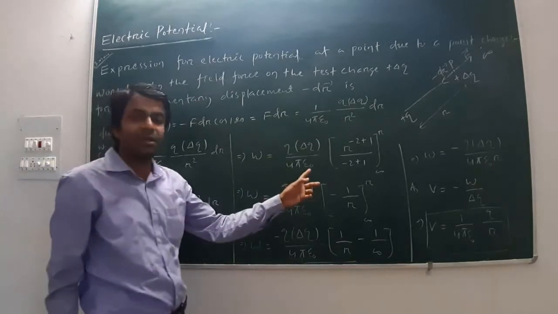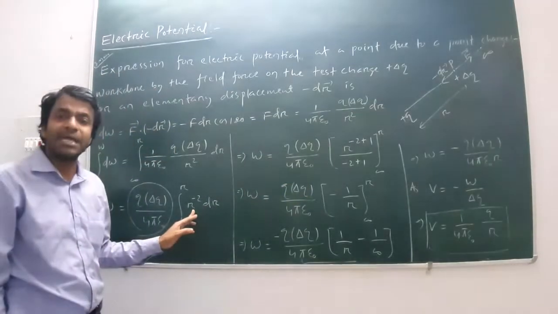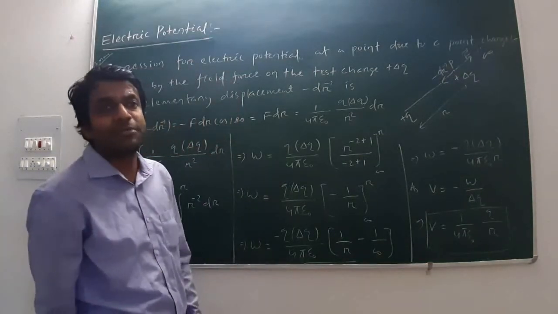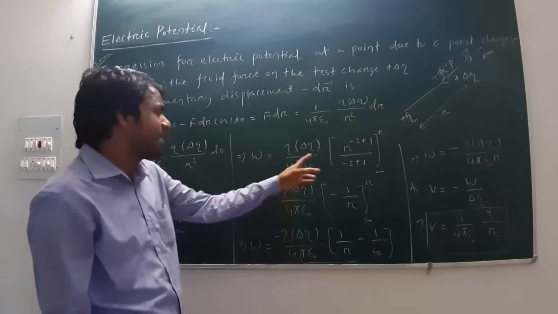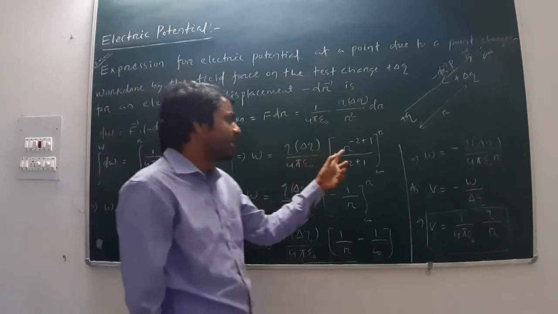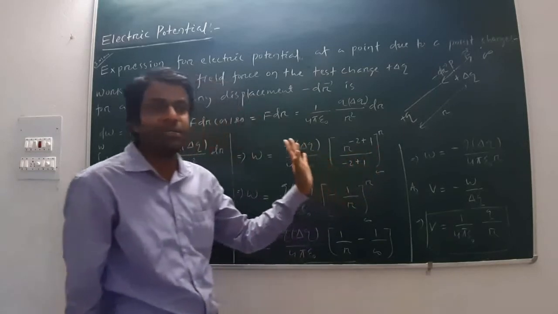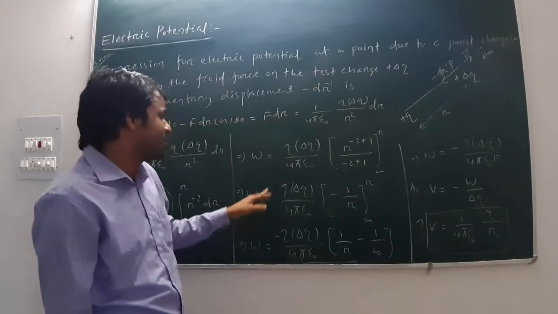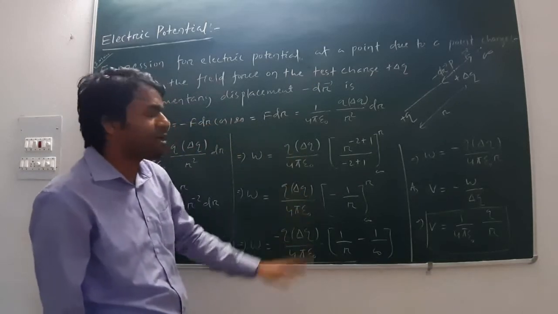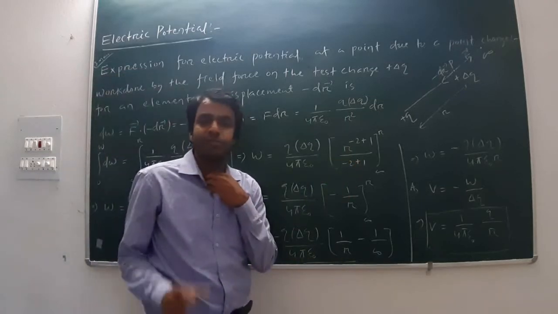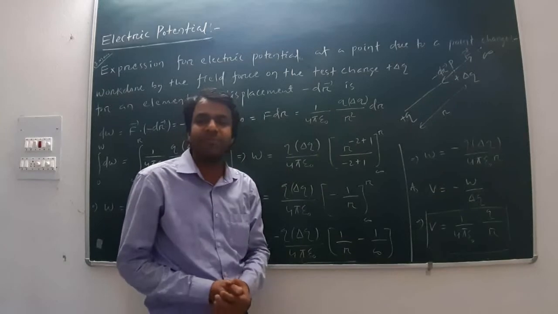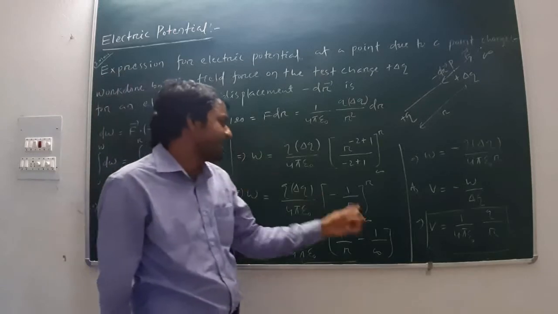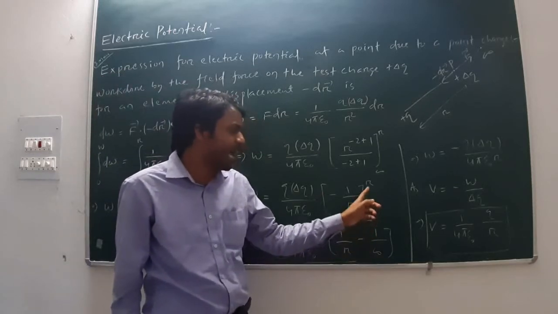divided by 4 pi epsilon naught, integration of r to the power minus 2. According to the formula of integration, integral of x to the power n dx is equal to x to the power n plus 1 by n plus 1. So here n is minus 2, therefore r to the power minus 2 plus 1 by minus 2 plus 1, from infinity to r. That is definite integration. W is equal to q del q by 4 pi epsilon naught, r to the power minus 2 plus 1 means minus 1, by minus 2 plus 1 means minus 1. That I can write as minus 1 by r, from infinity to r, where the lower limit is infinity and the higher limit is r.